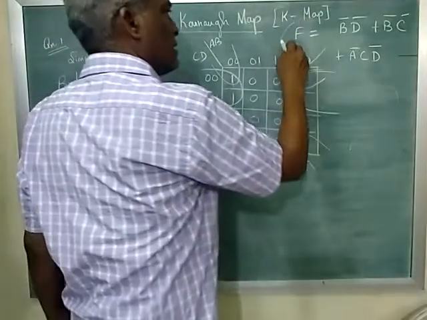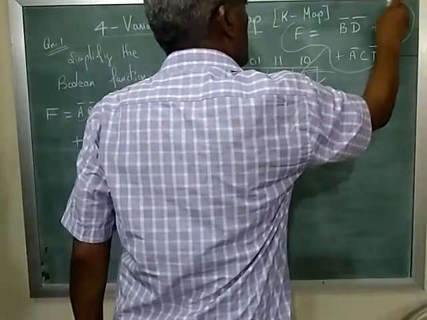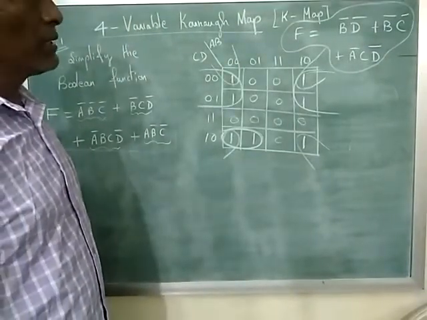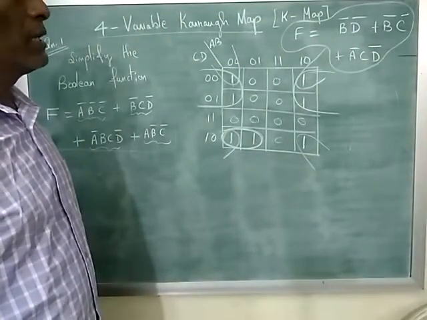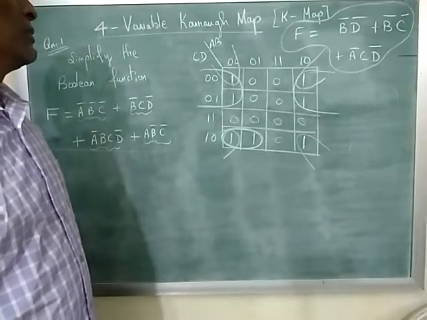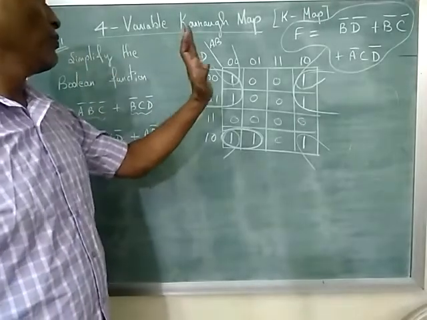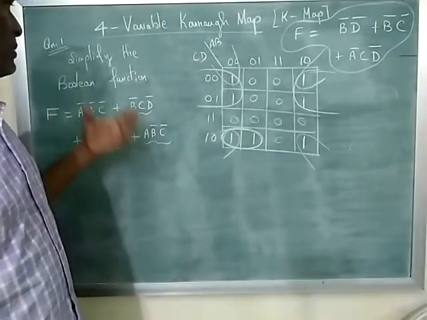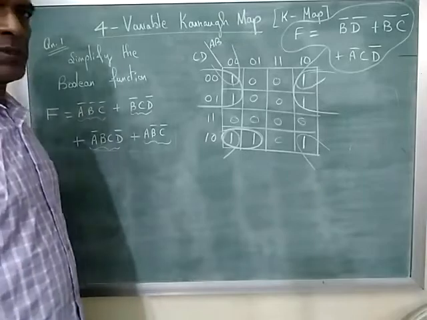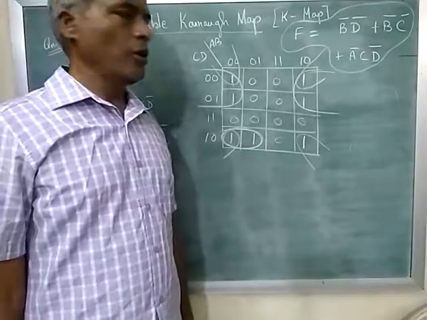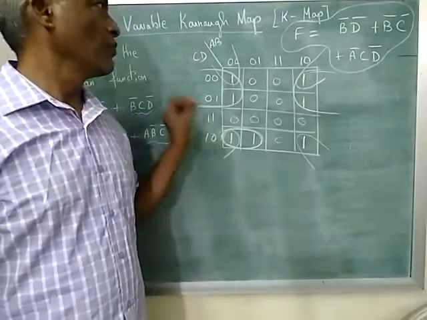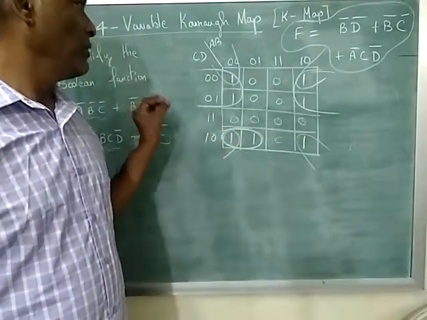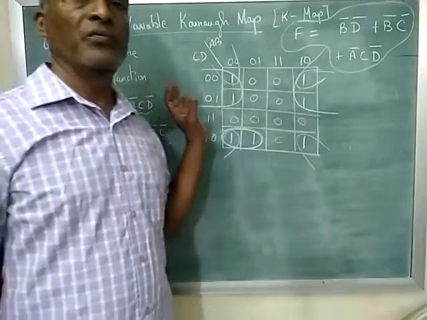So the final answer is, the simplified Boolean expression is B bar D bar plus B bar C bar plus A bar C D bar. So that's how, by making use of a 4 variable Karnaugh map, we can simplify the Boolean expression. Okay, hope you have understood the 4 variable Karnaugh map for simplifying a Boolean expression.